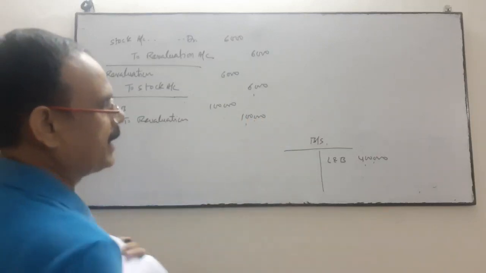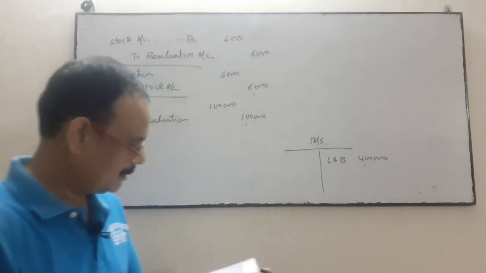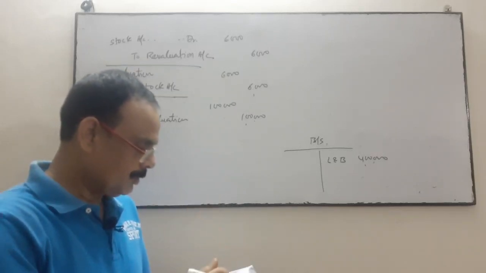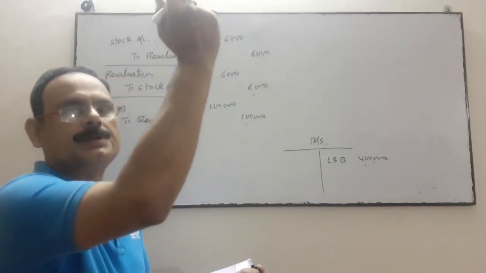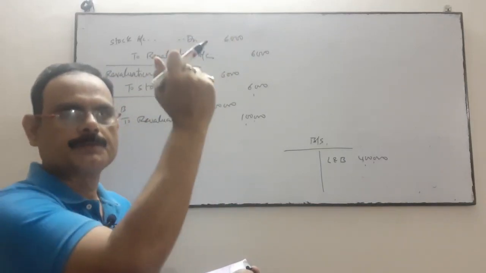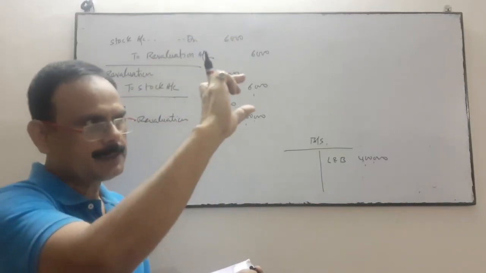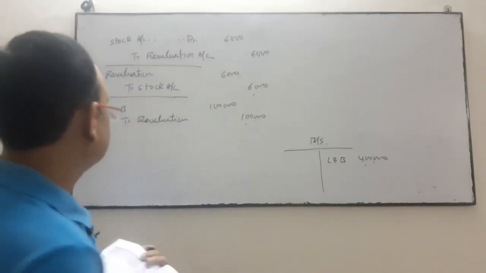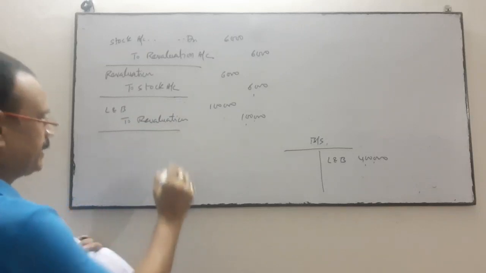Book value is 4 lakhs, and the information has given this way: the value of land and building is to be increased to rupees 5 lakh. Then we have to find out the difference. So it is increased by 1 lakh. Land and building account debit to revaluation account.